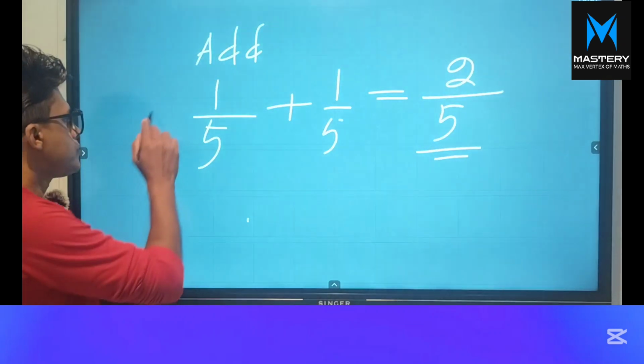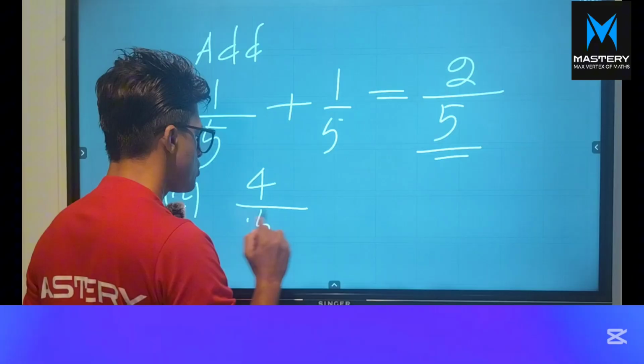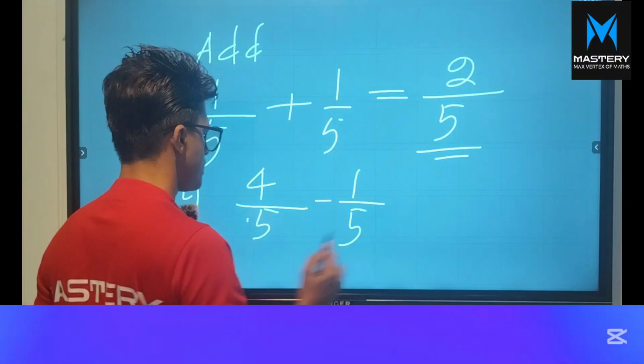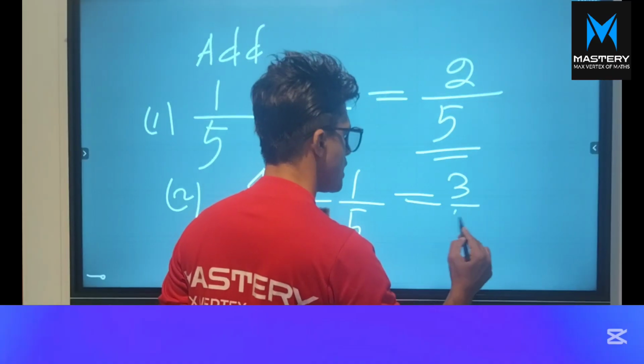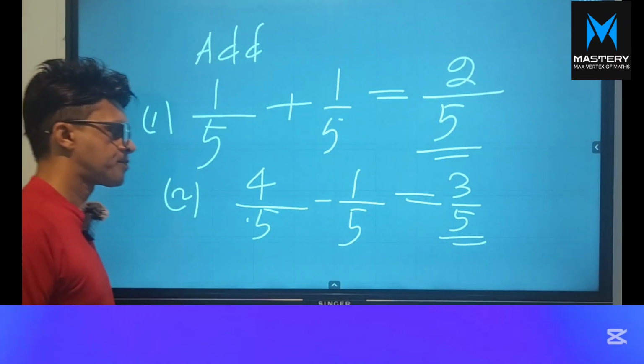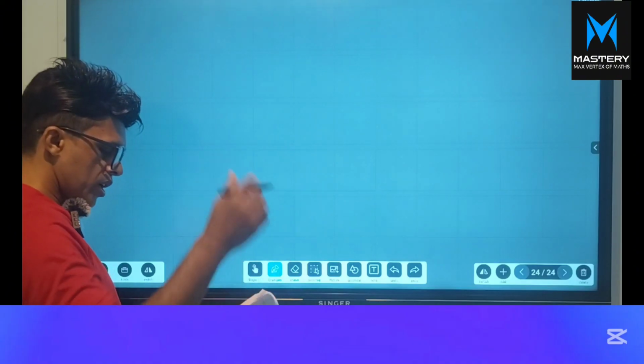So that was the first question. The second question is 4 over 5 minus 1 over 5. This one also can be simplified as 4 minus 1 is 3. Then the answer is 3 over 5. So how can you do this type of question?